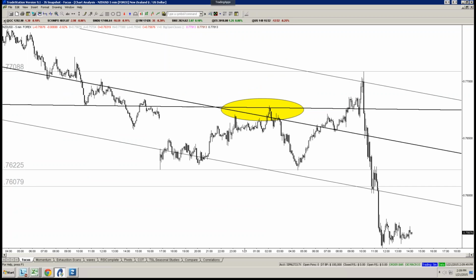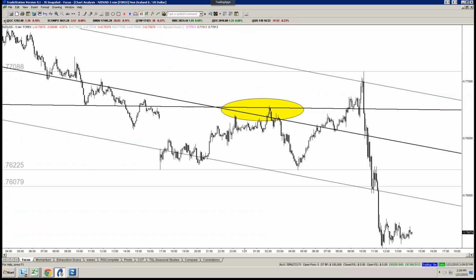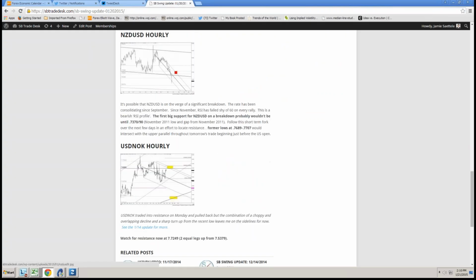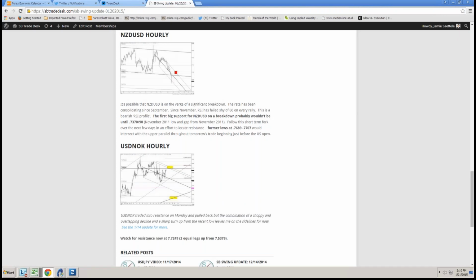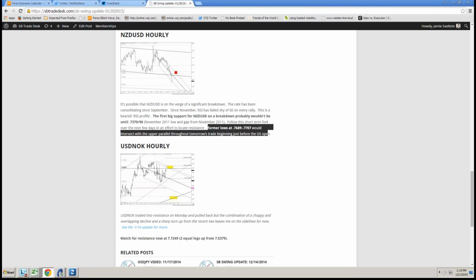It's different entry periods for different markets. I'll prefer to look for the entries. I send out the charts every night that I'm going to be looking at, right? Whether we've got some highlighted levels in there, we got what we're looking at. Former lows would intersect with upper parallel throughout tomorrow's trade, beginning just before the U.S. open. So that's exactly what we were looking for.